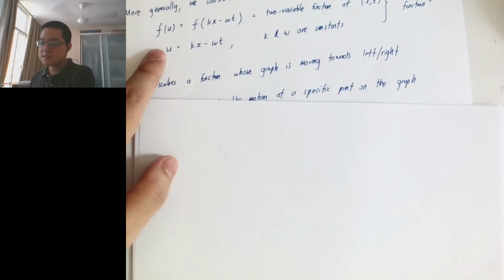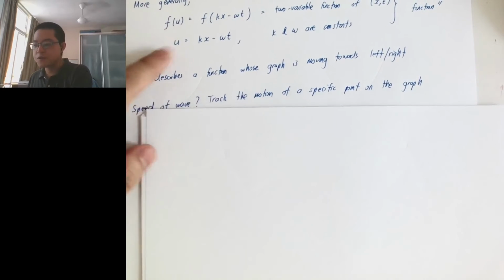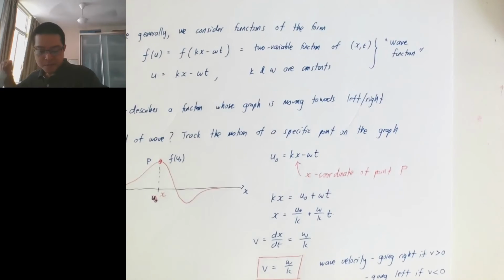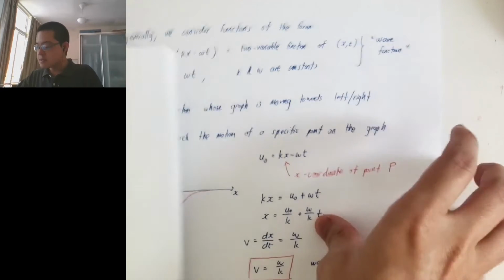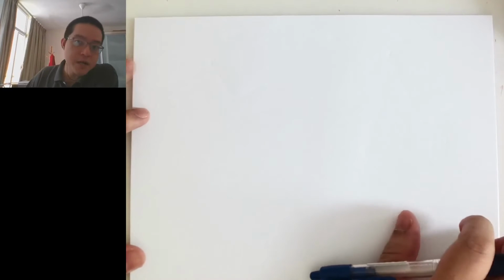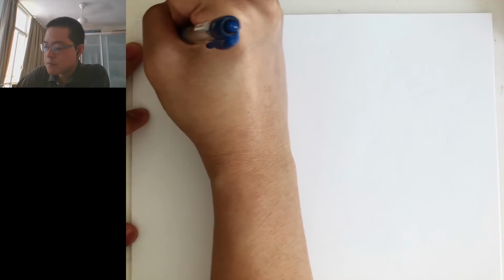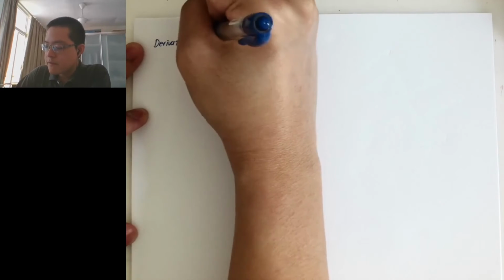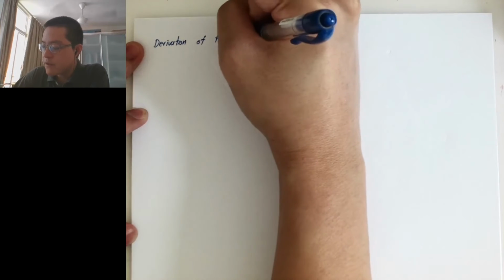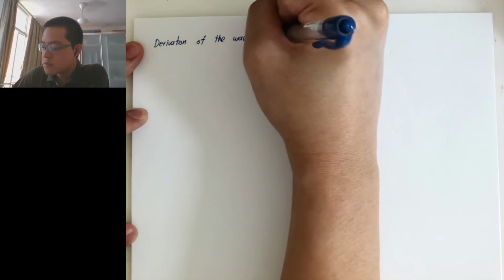Okay, so this f of u is any function of u. This is the basic property of the wave equation and a wave function. So all wave functions satisfy a wave equation. So I'm going to derive, or go through the derivation of, the wave equation.